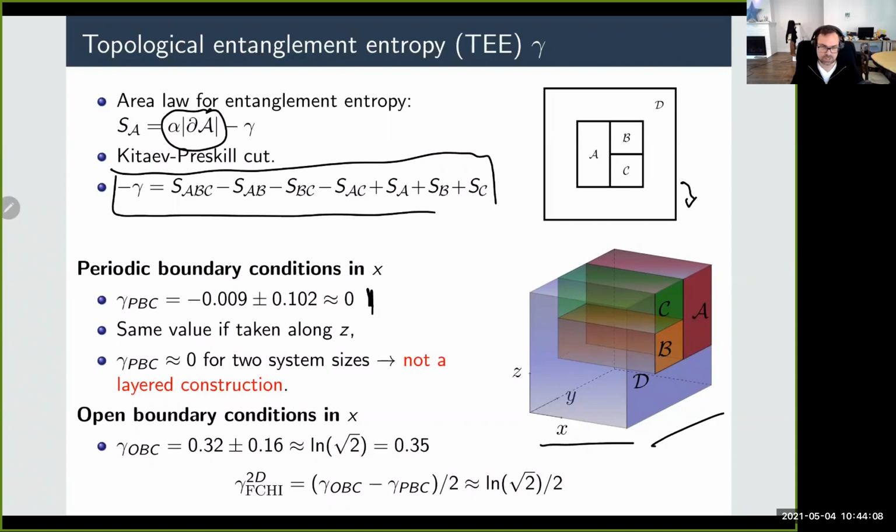We checked that for 2 different system sizes, the only 2 that are accessible numerically. The good thing is, if it was a layer construction, just imagine a bunch of Laughlin 1/2 states stacked together, we would expect that this gamma will depend on the number of layers, so the size of the system, which is not what we find here.